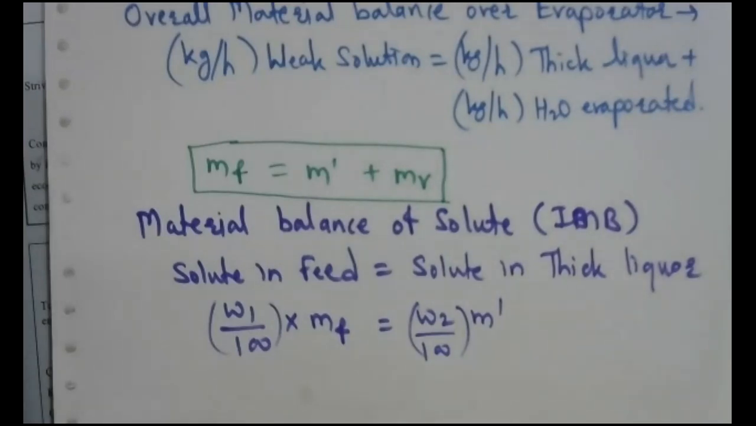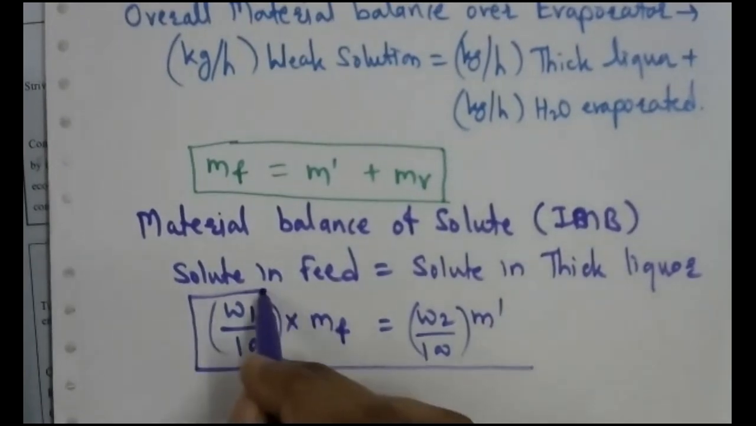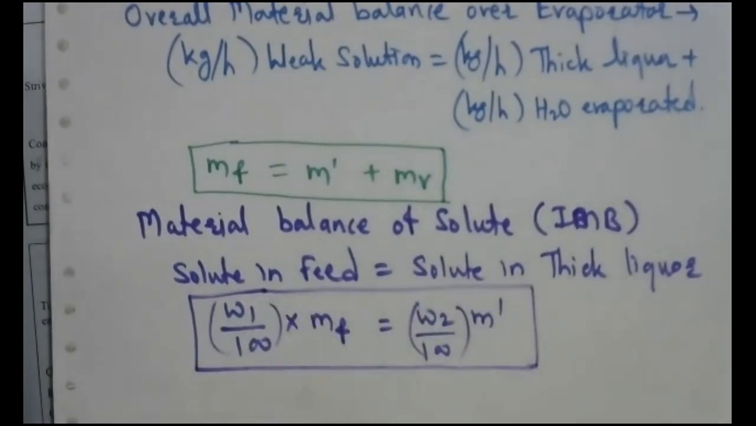So this is the simple material balance of solute, or it is also called the individual material balance. So these are the main two equations which can be used to solve the unknowns in the numericals related to the single effect evaporator, right? So this is the simple material balance for single effect evaporator.